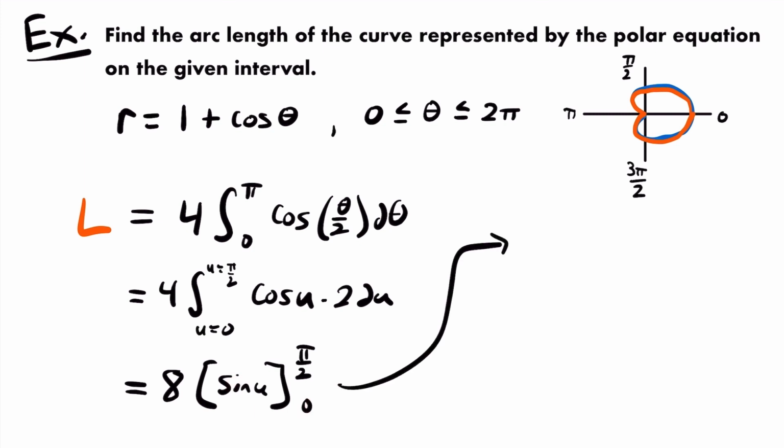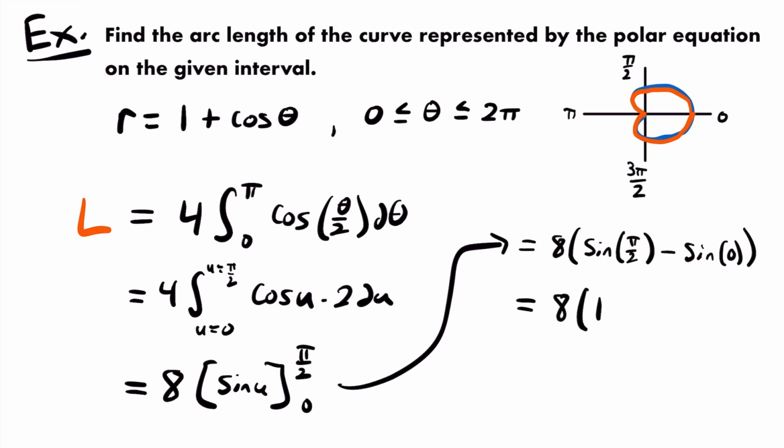So if we do that, this will be equal to 8 times sine of pi divided by 2 minus sine of 0. Sine of pi divided by 2 is equal to 1. So this is equal to 8 times 1 minus sine of 0, and sine of 0 is 0. So we have 1 minus 0, and so this is equal to 8 times 1, which is equal to 8. And so 8 is the arc length around this entire cardioid represented by r equals 1 plus cosine theta.